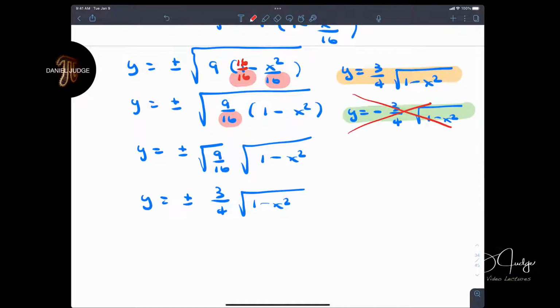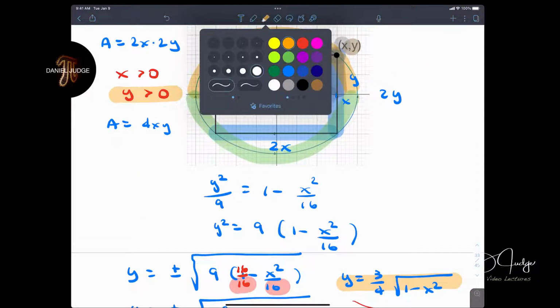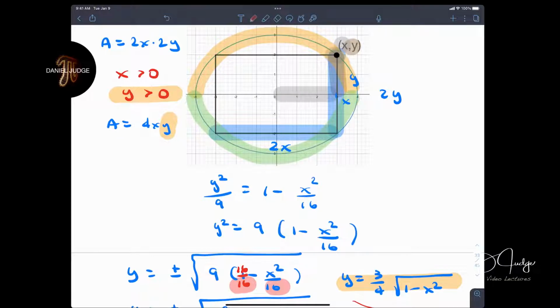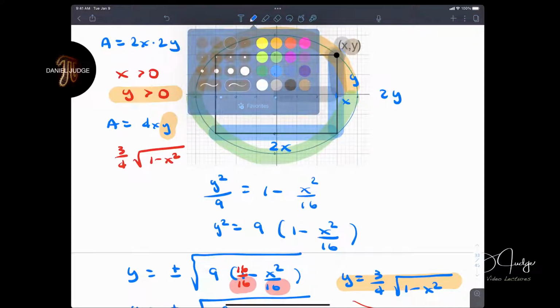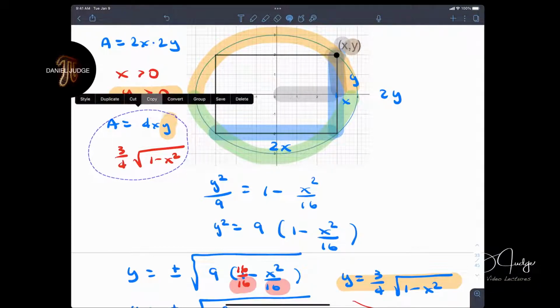So y is 3/4 square root of 1 minus x squared. This is my y here, and this is what we plug in for y. So altogether we have this area formula here. I'll copy that.